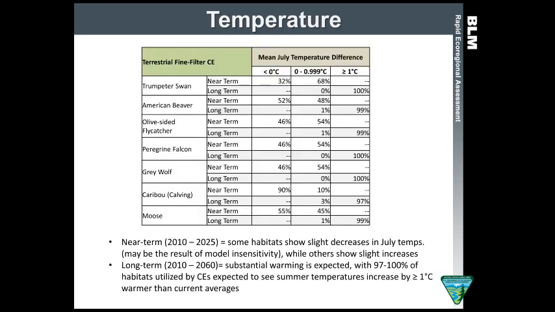Okay, temperature, real quickly. We did a basic overlay for the individual CEs with mean July temperature, the warmest month of the year. In the short term, you've got some slight increases and some slight decreases, but no real obvious differences. And Nancy talked about some of the model insensitivity yesterday. But in the long term, we do see substantial warming, with 97 to 100% of habitats utilized by CEs expected to see summer temperature increases of greater than 1 degree C over current averages.